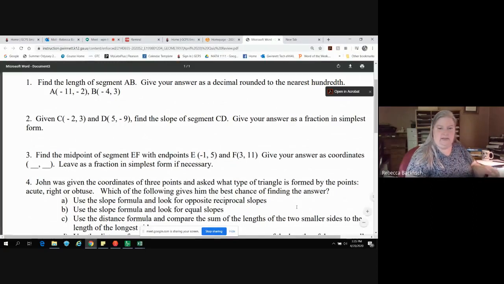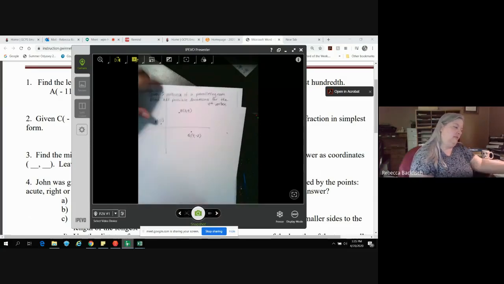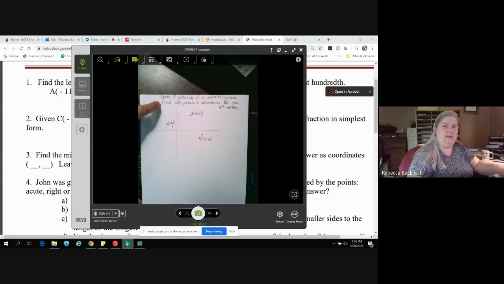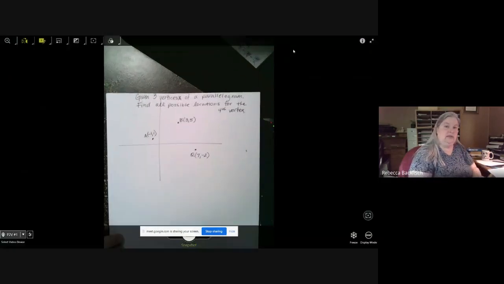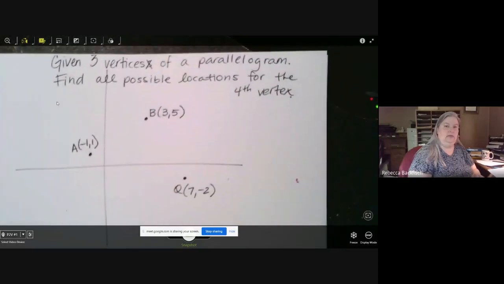Okay, so let's come back here. Given 3 vertices of a parallelogram, find all possible locations for the fourth vertex. So assume we've got the same directions, and I'm just going to give you 3 new points. Same directions, new points.